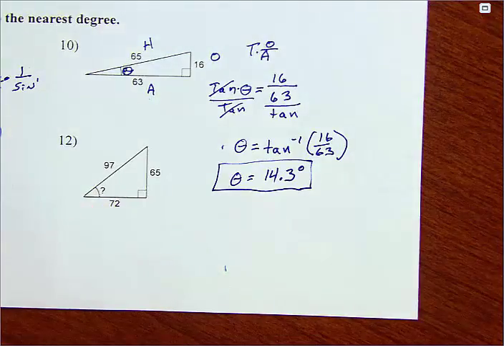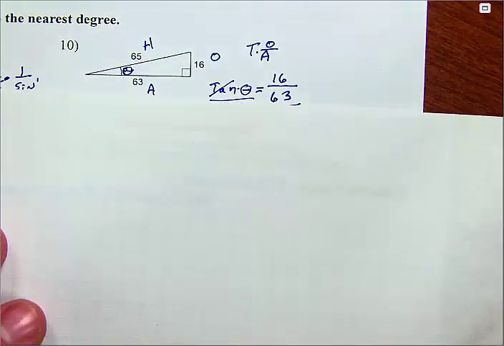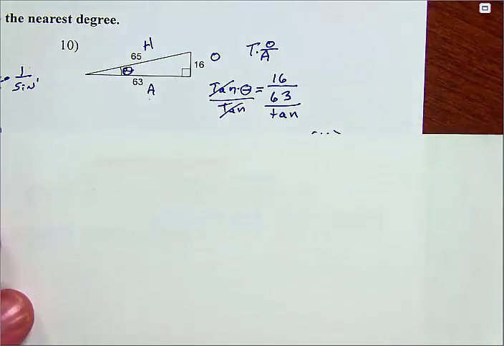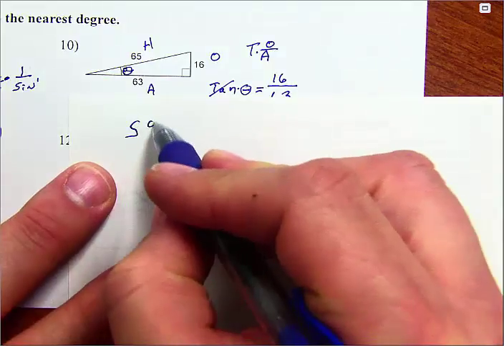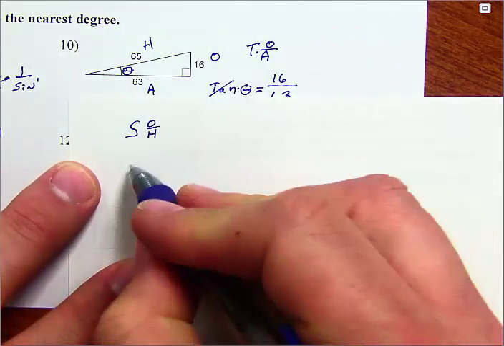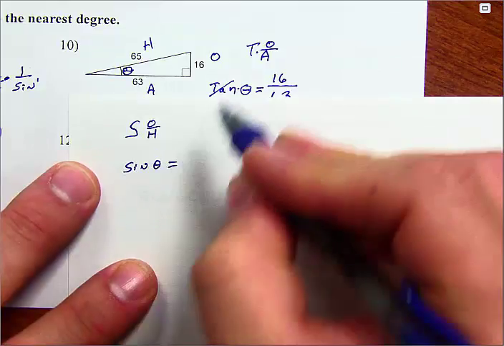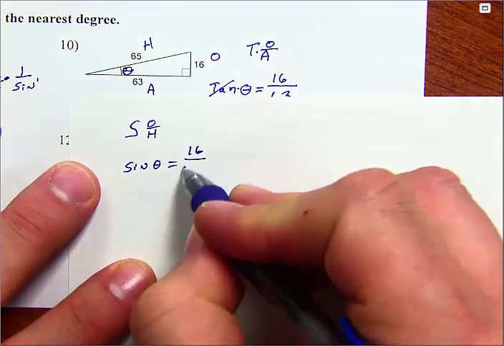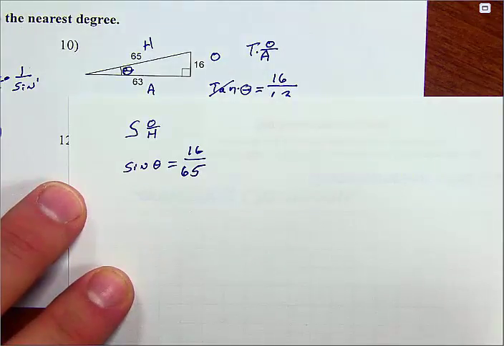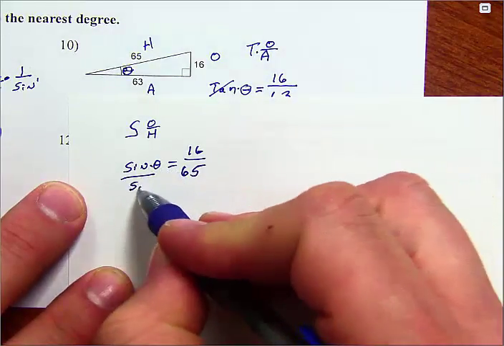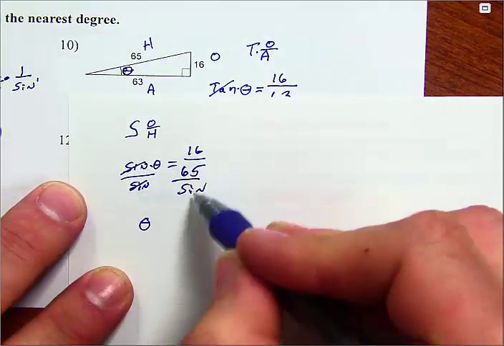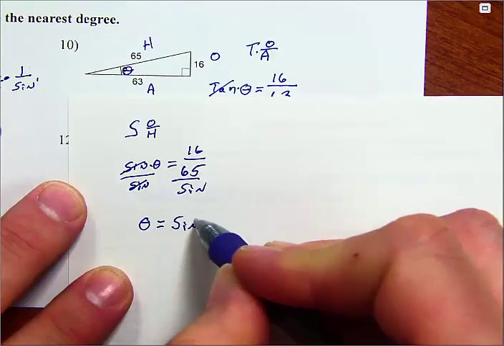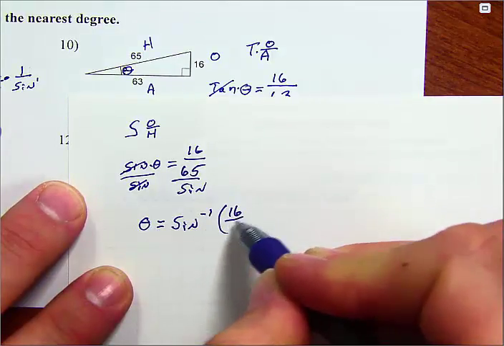And as I said, you can use whichever trig function you want. So I'm going to just do another one with the same triangle. Well, remember, our answer is 14.3. Let's say instead of using tangent, I wanted to use sine, which is opposite over hypotenuse. Then my sine of theta would have been 16 over 65. The opposite of multiply by sine is divide by sine. Sines cancel, leaving me theta. Triple fraction, I have to use inverse sine. 16/65.